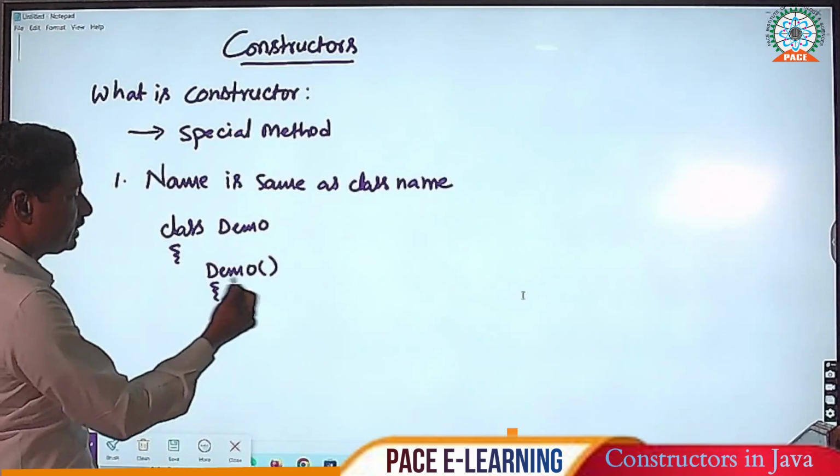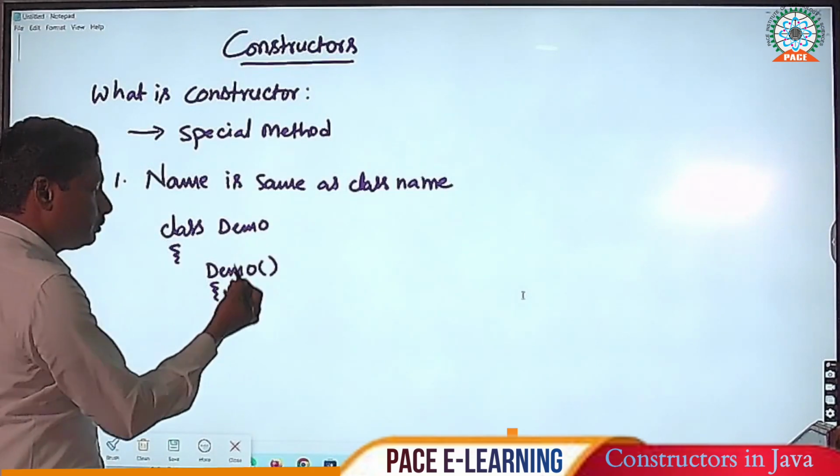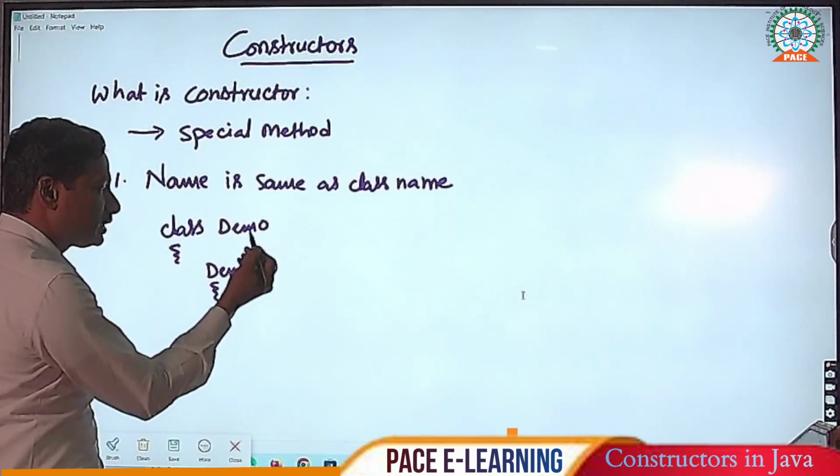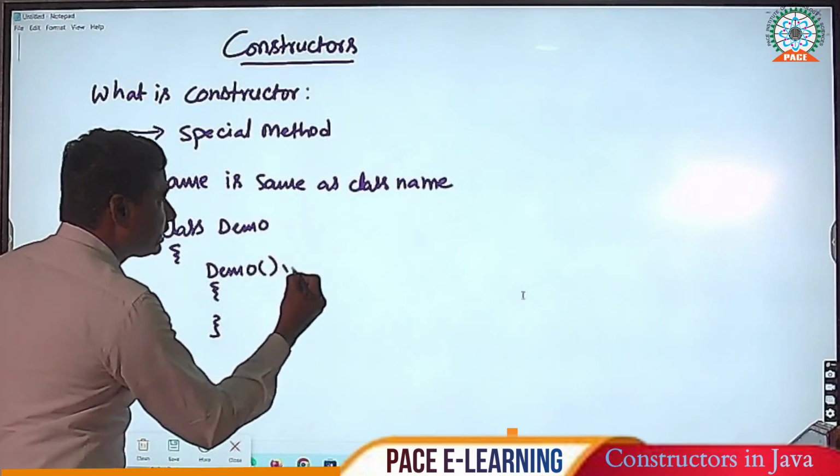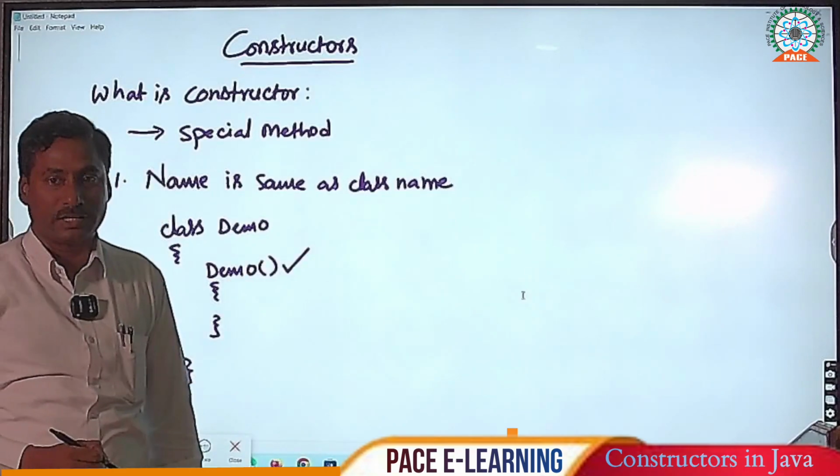See here, it is the method representation. The class name and this method name are both the same. If we write any method like this, then it is called a constructor. Here Demo is the constructor.